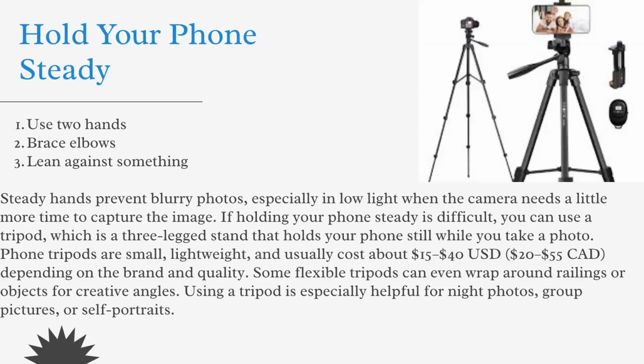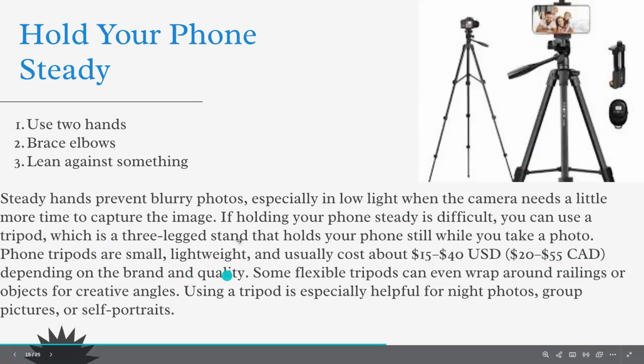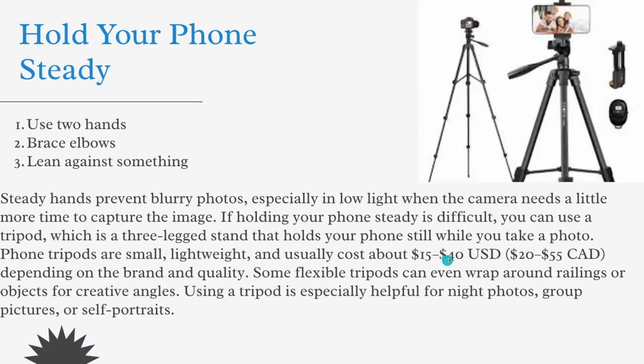Finally, you want to hold your phone steadily. So use two hands, brace elbows, and sometimes lean against something. Steady hands prevent blurry photos, especially in low light when the camera needs a little more time to capture the image. If holding your phone steady is difficult, you can use a tripod, which is in this top right image, which is a three-legged stand that holds your phone still while you take a photo.